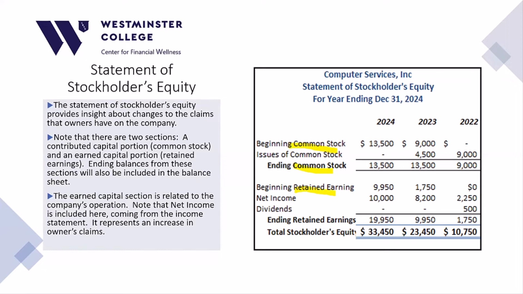We've talked a lot about the fact that earned capital comes from running the company. And so it's closely related to net income. And as a matter of fact, we can see that net income is part of the change to retained earnings. We can see that in 2024, we've gone from $9,950 in beginning retained earnings up to $19,950, and that's due to net income of $10,000. So that shows us our basic changes to our earned capital and our contributed capital. We'll see these balances on the balance sheet in just a second.